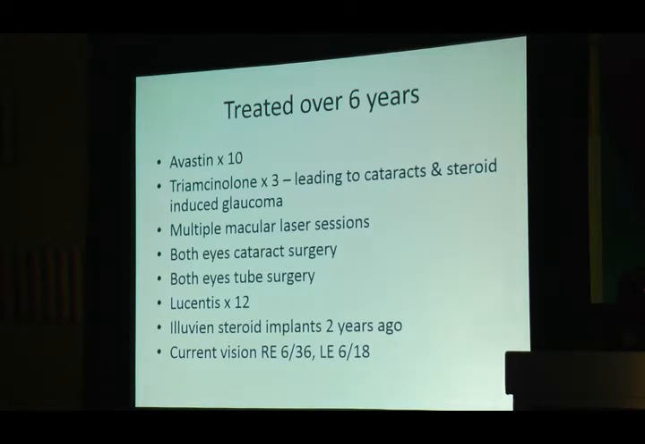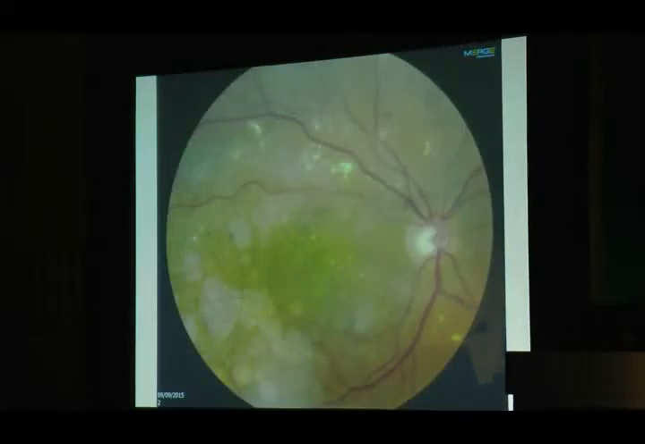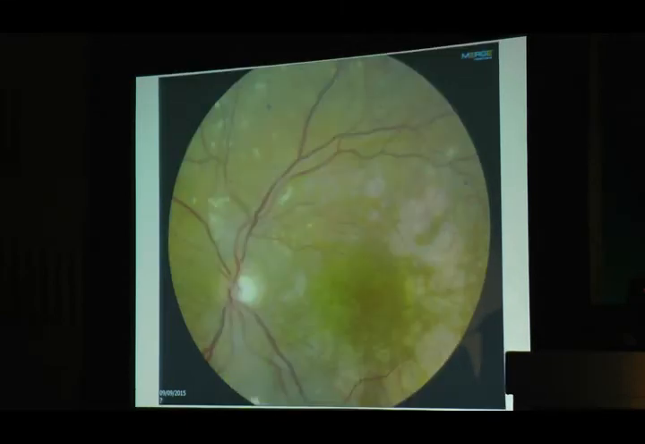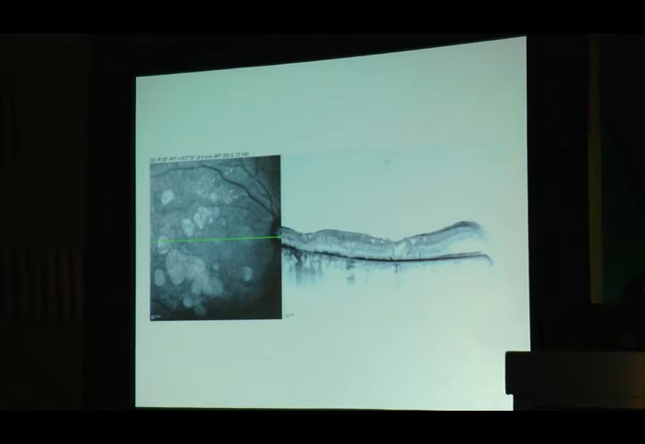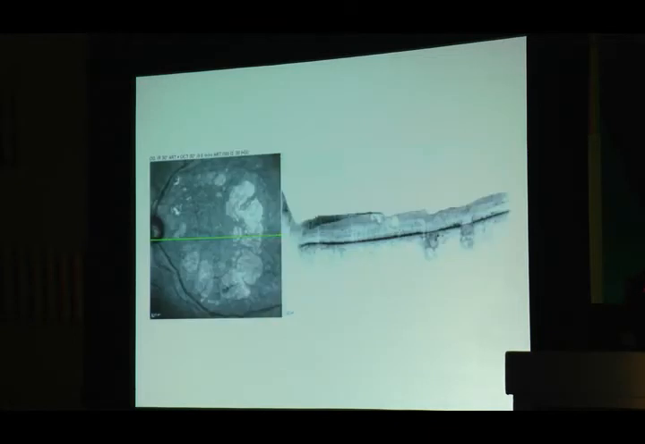And eventually we ended up giving her Iluvien, which is a longer acting steroid implant that lasts in the eye for about 2 to 3 years. Since then she has stabilized to a vision of 6/36 in the right and 6/18 in the left, and her picture looks pretty good now. This has been a sustained effort over the last 6 years. She's been coming every 3 to 4 months, and we've been targeting the treatment. It looks pretty dry, and she's been stable for 2 years now. Her retina doesn't look great on the photographs, but the vision is good enough for her to carry on her livelihood, and she can still work on her iPad and do most of her work.